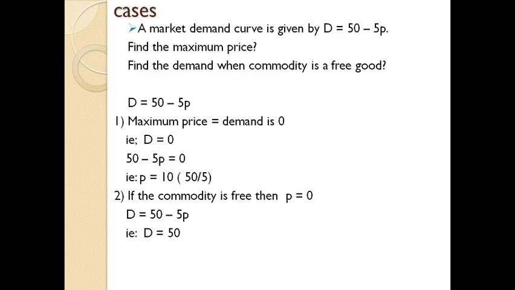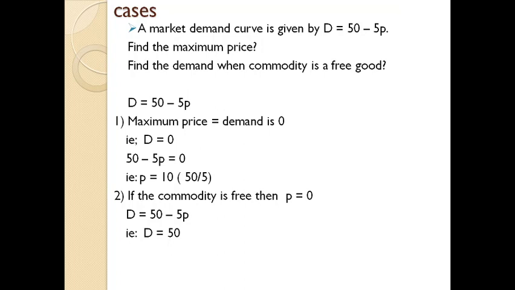A market demand curve is given by D equal to 50 minus 5P. Find the maximum price. Just go through it. D equal to 50 minus 5P. In that market, at maximum price, demand will be 0. That is D equal to 0, so 50 minus 5P equal to 0, because we have substituted that value in the equation D equal to 50 minus 5P. Thus, we will get P equal to 10. That is the value 10.